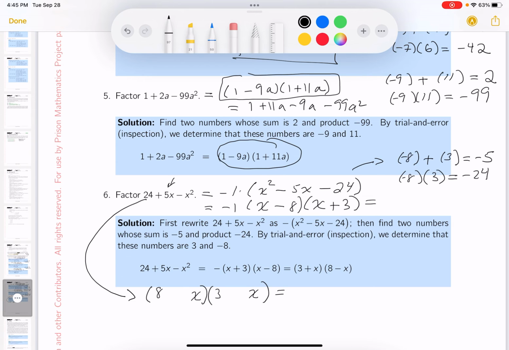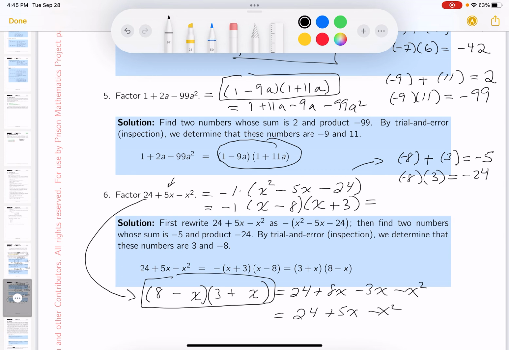So I'm going to say maybe something like this. I'll try it out for you. I don't know if this is going to work. 8 times 3 is 24. And then what do you get? Plus 8x minus 3x minus x squared. And what does that give me? 24 plus 5x minus x squared. It works beautifully. It does.